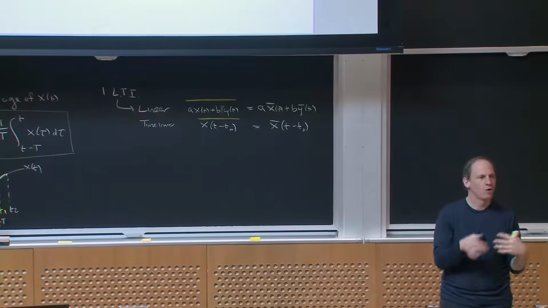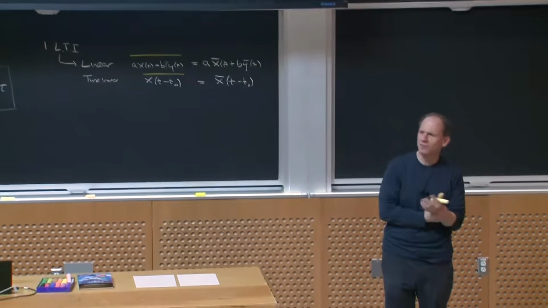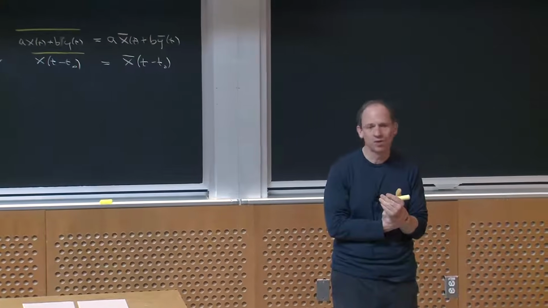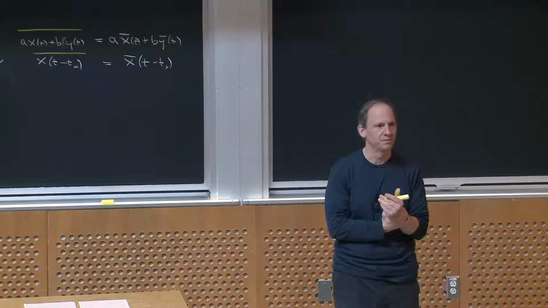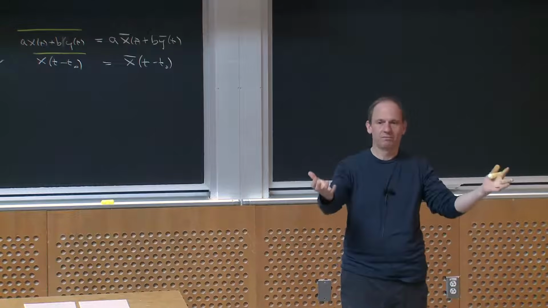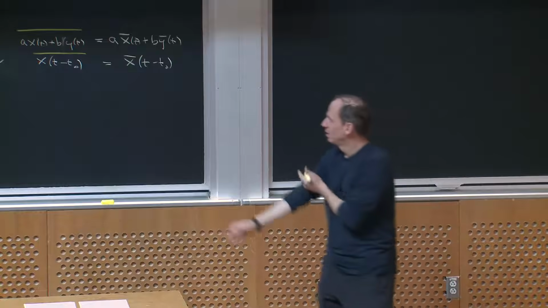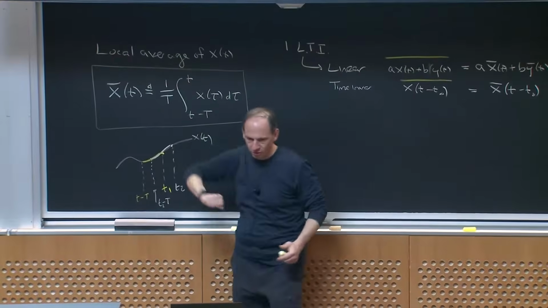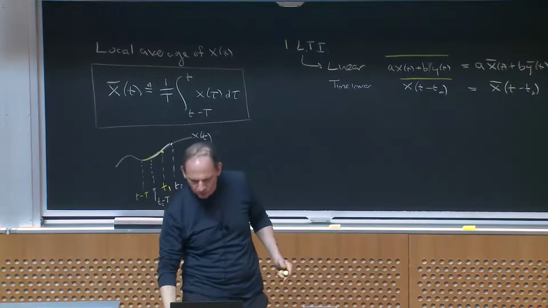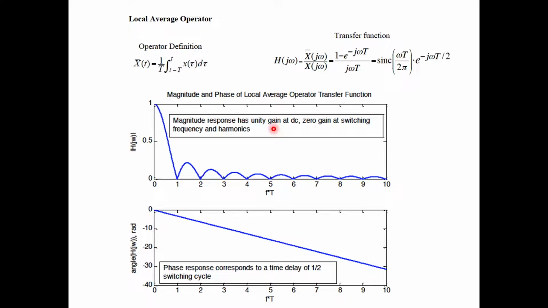So now why am I worrying that it's a linear time invariant operator? That means I can actually represent this thing with a transfer function. As an operator, it's basically a filter that I can put on my circuit. So this is just a way of describing a filter. Here's what the filter transfer function looks like. Here's the operator definition in time domain. Here's what it looks like in the frequency domain.